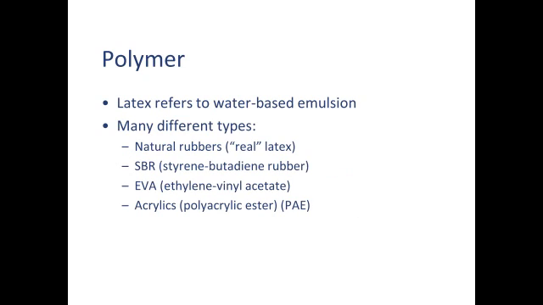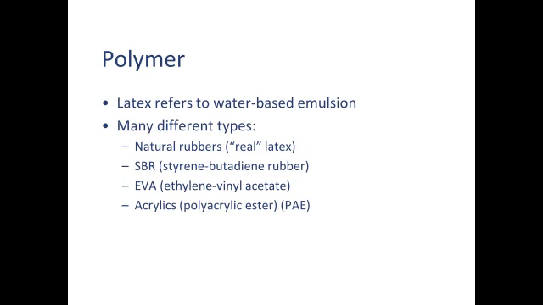Most polymers are described as latex. Latex simply means it's a water-based emulsion. There are natural rubbers that are real latex. They come from latex trees. We don't use those too much because they're UV sensitive, and we tend to use synthetic ones. And there's a whole bunch of different types.